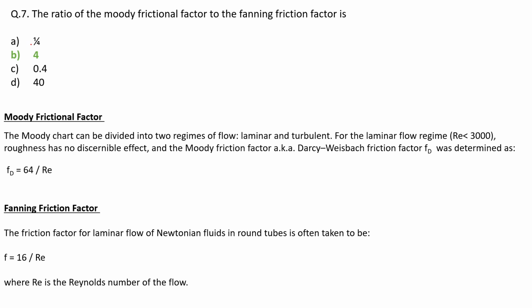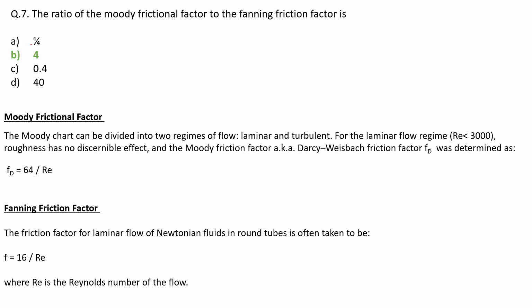The Moody chart can be divided into two regimes of flow, laminar and turbulent. For the laminar flow regime where Reynolds number is less than 3000, roughness has no discernible effect and the Moody friction factor, which is also known as the Darcy-Weisbach friction factor, can be determined as Fd equal to 64 by Reynolds number. Whereas the fanning friction factor for laminar flow of Newtonian fluids in round tubes is taken as F equal to 16 by Reynolds number.